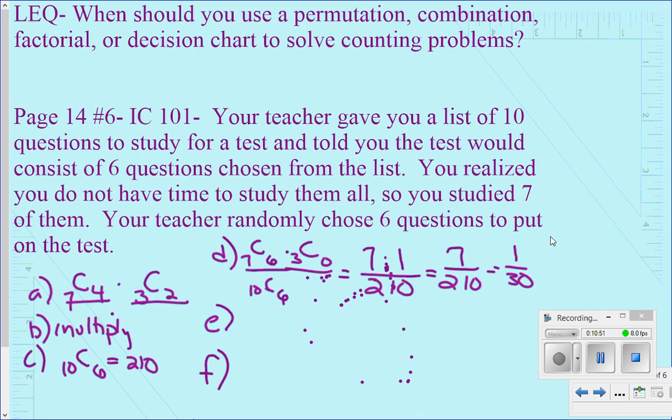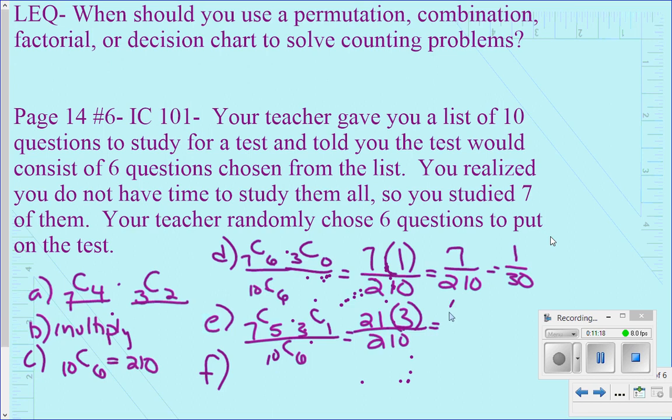Okay, so what's the probability you will have studied 5? Well, that would be 7C5. Of the 7 I studied, 5 were picked, which means of the 3 I didn't study, remember 6 total are being picked, so that means only 1 would be picked from the 3 I didn't study, over the total 10C6, which is 21 times 3 over 210. That looks like 21 times 3. Let's put that in parentheses, which is 63 over 210, which simplifies to 3/10.